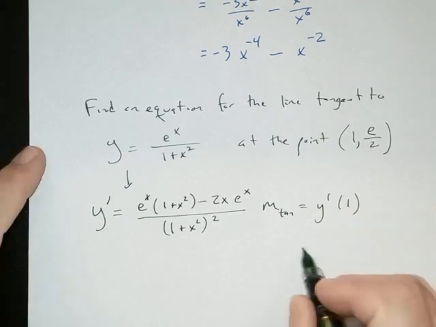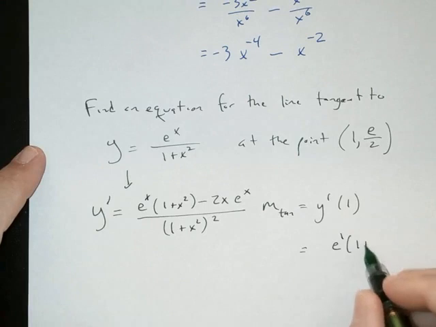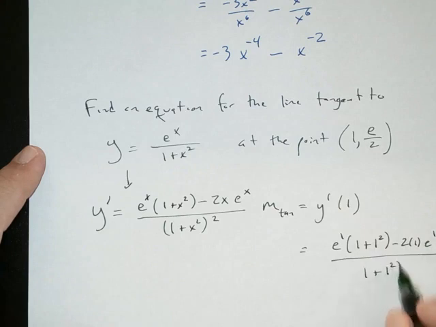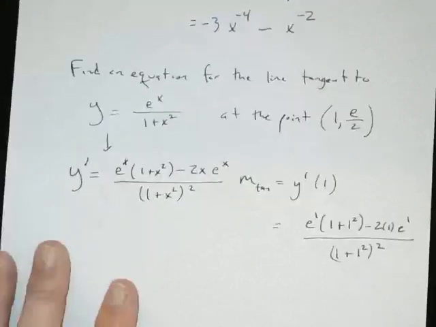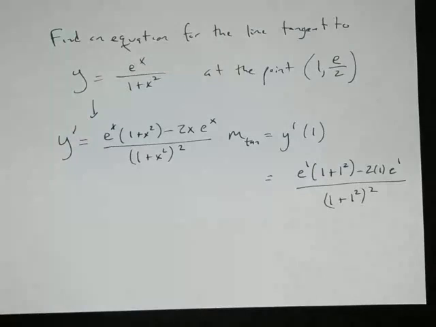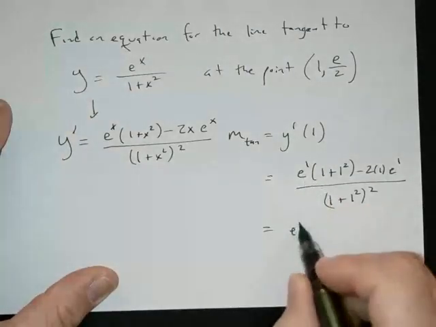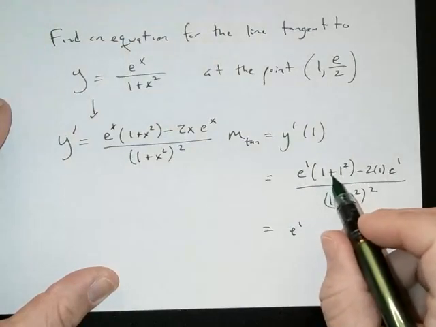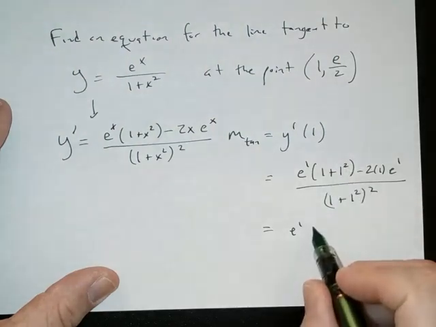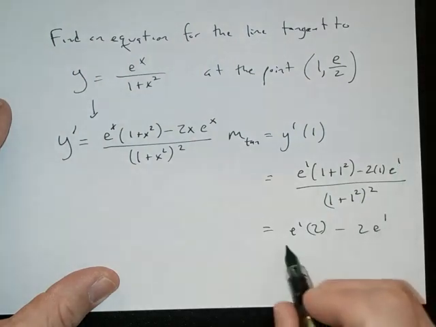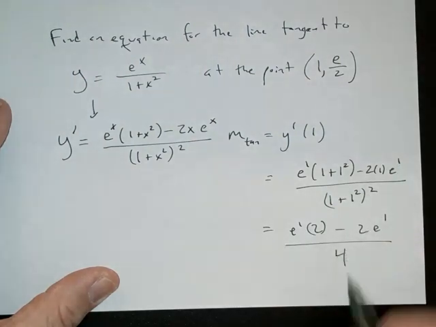When we plug in 1, I get e to the 1 times 1 plus 1 squared, minus 2 times 1 times e to the 1, over 1 plus 1 squared, all squared. There, I've plugged in. Let's figure out what that number is. On top, I have e to the 1 times what? That's a 2. 1 plus 1 is 2. But then here I have 2 times 1, that's also 2, e to the 1. On the bottom, I have 1 plus 1, that's 2 squared, that's a 4.